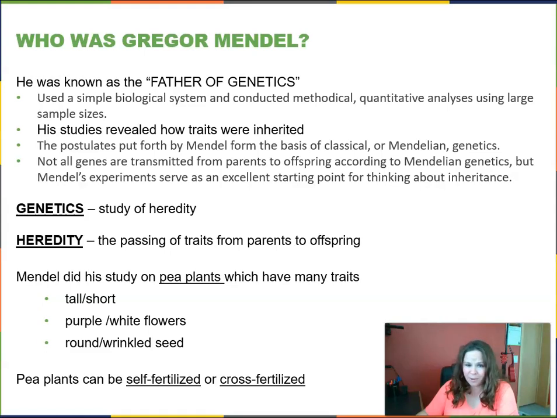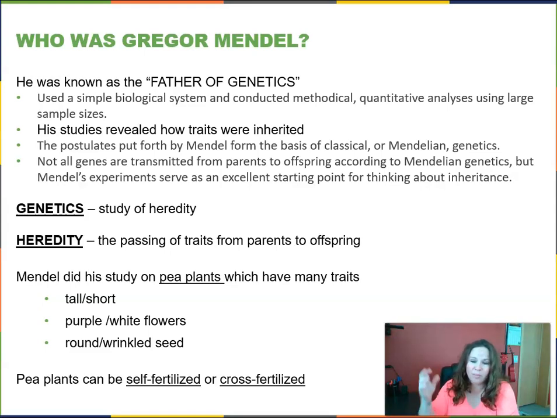So genetics is the study of heredity, and heredity is the passing of traits from parents to offspring. Mendel did start work on both honeybees and pea plants, but luckily he did choose pea plants as his model organism for conducting his genetic studies. They have a lot of different traits, such as being tall or short, that are very visual traits, having purple and white flowers, round and wrinkled seeds, yellow and green seeds, all very nice visual traits that he could track through generations. Plus, pea plants can be self-fertilized or cross-fertilized.